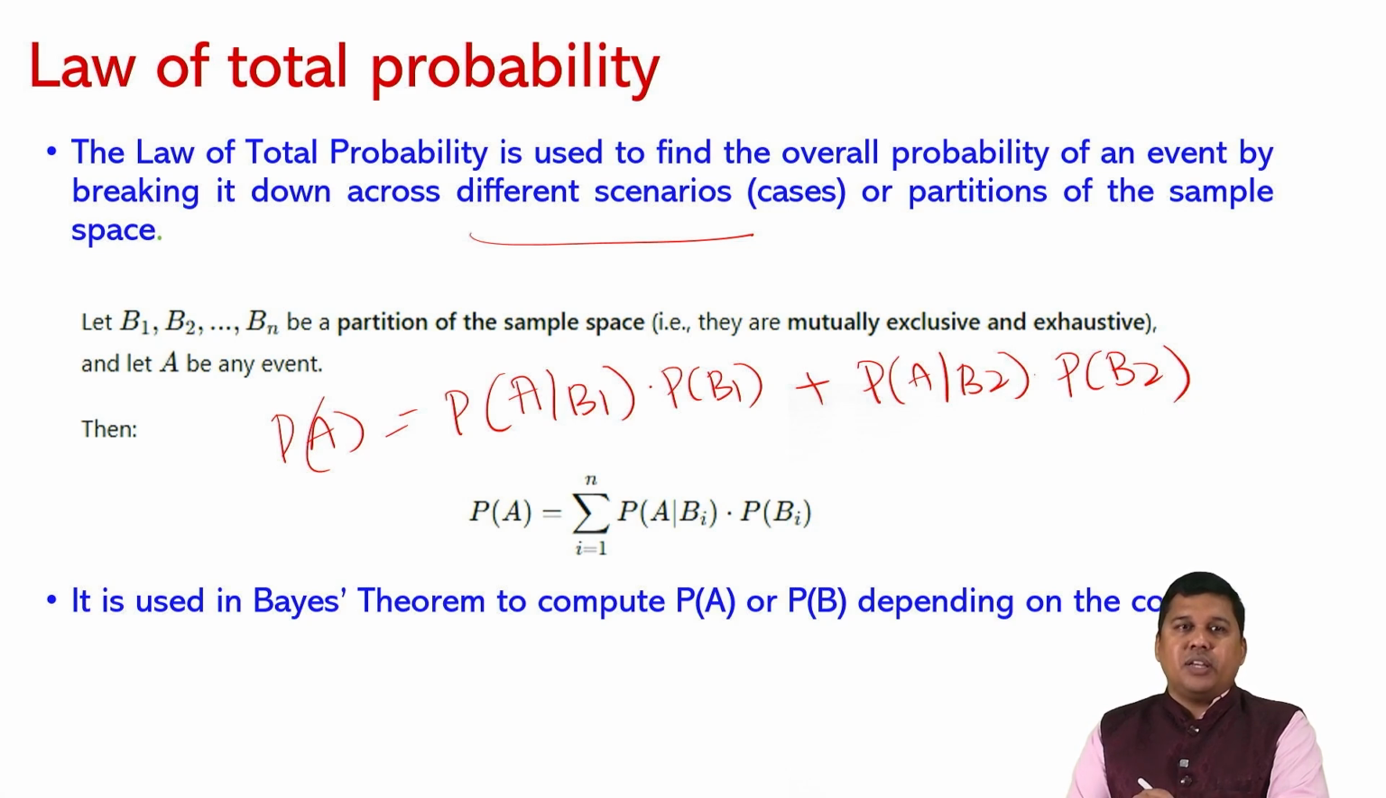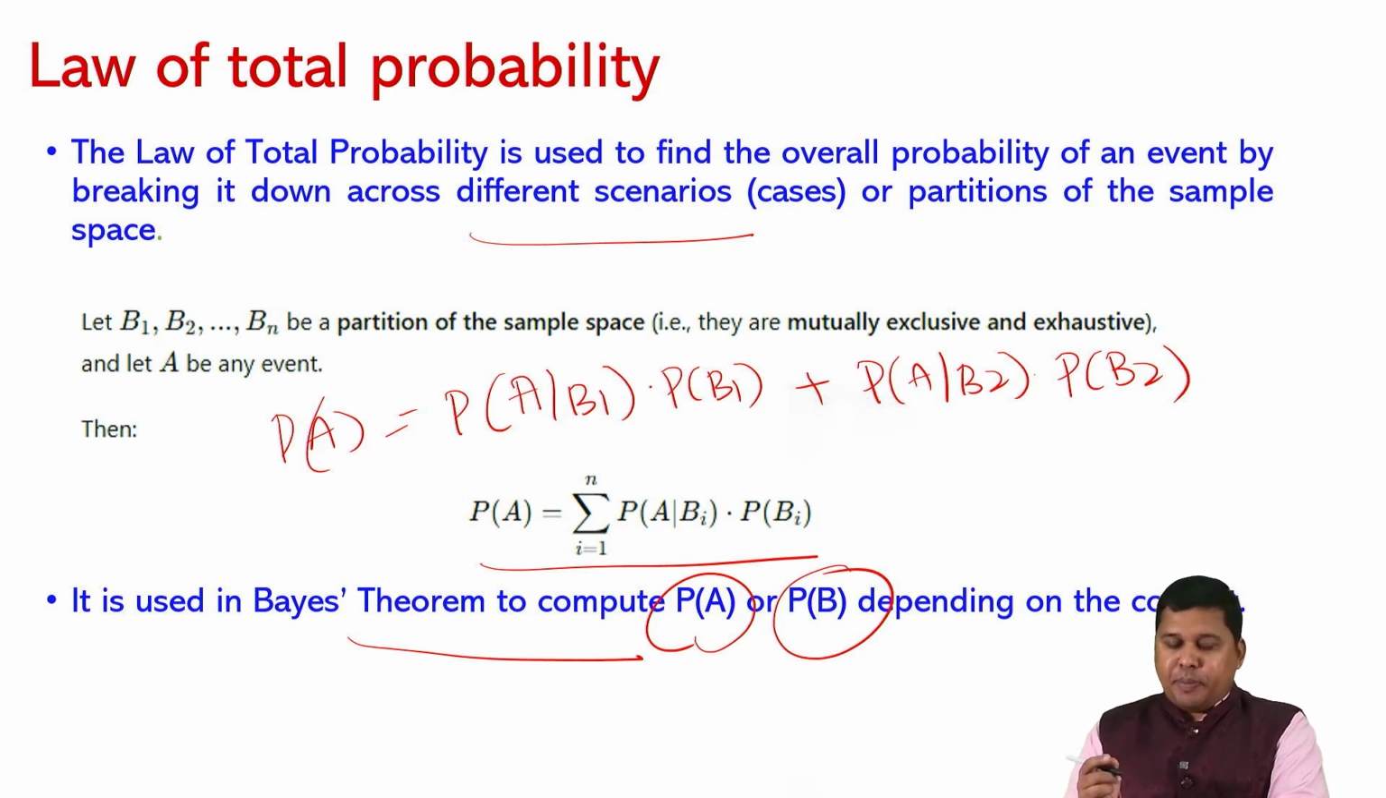We will see what the law of total probability is using a simple example, and then we will see its application in Bayes theorem. It is used in Bayes theorem to compute P(A) or P(B) depending on the context. Here I have given the formula to calculate P(A); it depends on the problem.